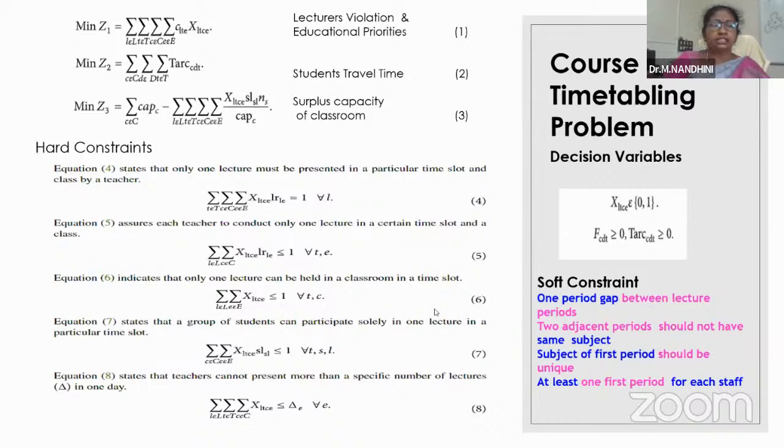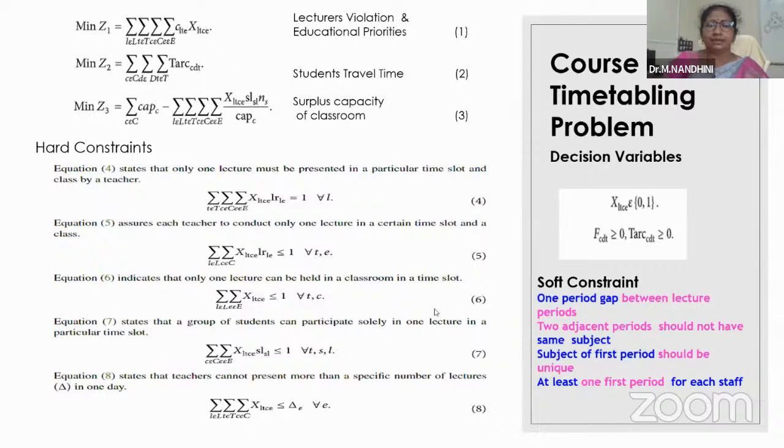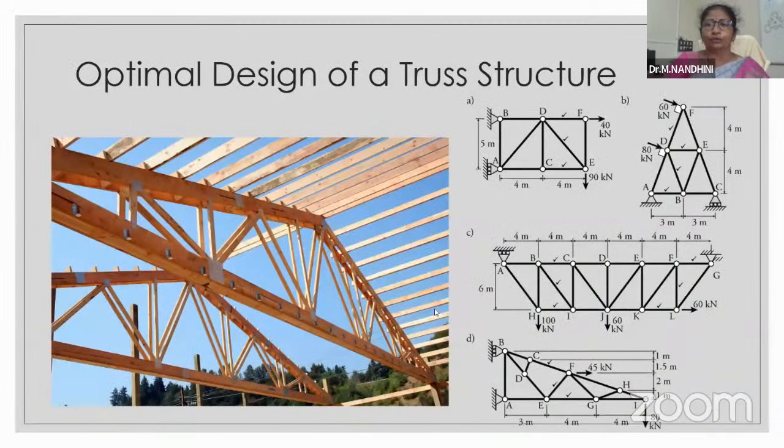If we are not satisfying the hard constraint, it is violating the feasibility. So in these ideas, you have to look into the application to design that application into the mathematical model. So guys, if you have any doubts, you can ask me. I'm ready to clarify over there.